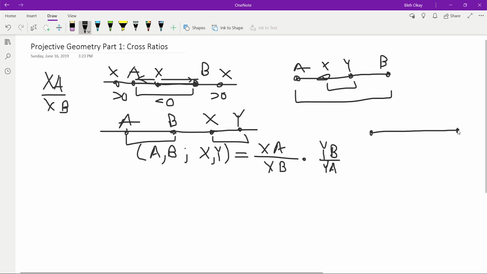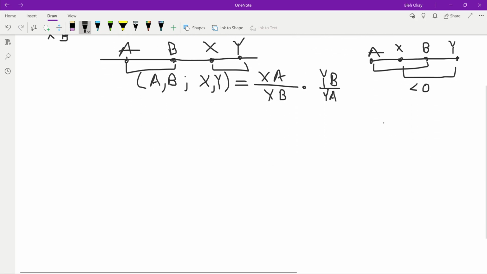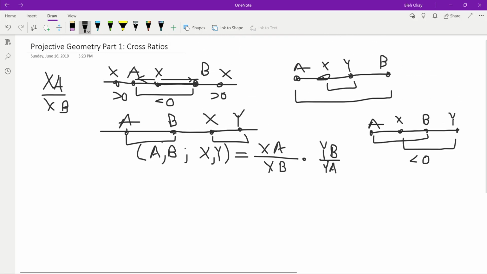However, when we have this overlap, AXBY, this would result in a negative cross ratio. And as it turns out, we'll see in the next video, we really only ever look at cross ratios that are negative, in particular cross ratios that are -1. So that's our definition of cross ratio of 4 points on a line.